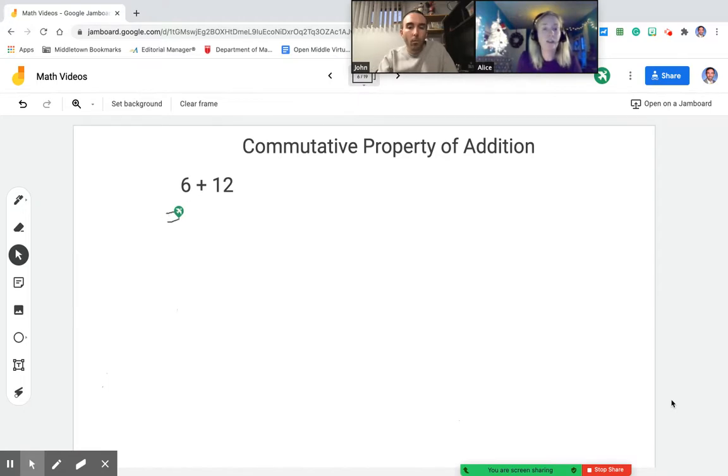And really, all it's saying, the commutative property of addition, states that if you have a problem like 6 plus 12, then you can rewrite it as 12 plus 6. The order of the addends, which is the numbers that you're adding, doesn't matter. And I admit, when I learned this, it almost seems so obvious that it's kind of hard to grasp. It's like, well, of course, 6 plus 12 is going to be the same as 12 plus 6.